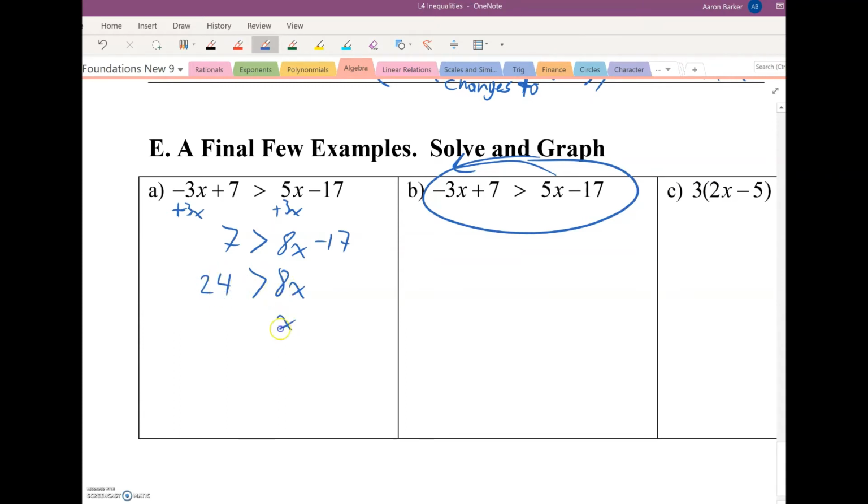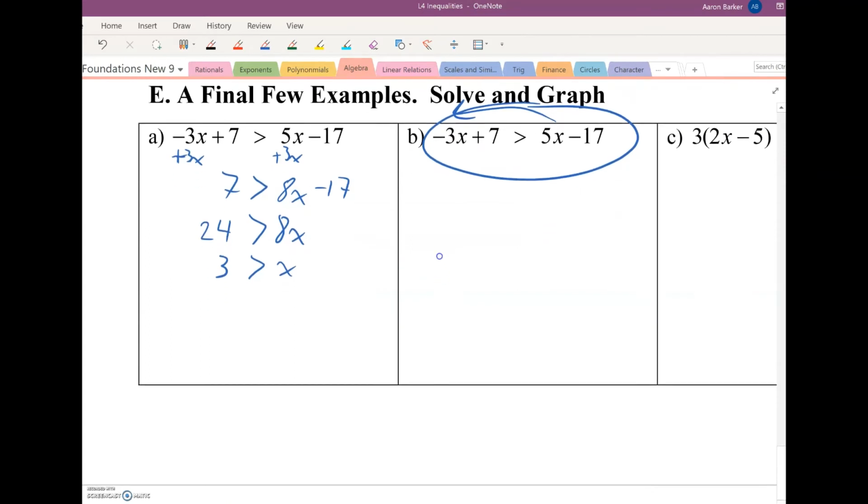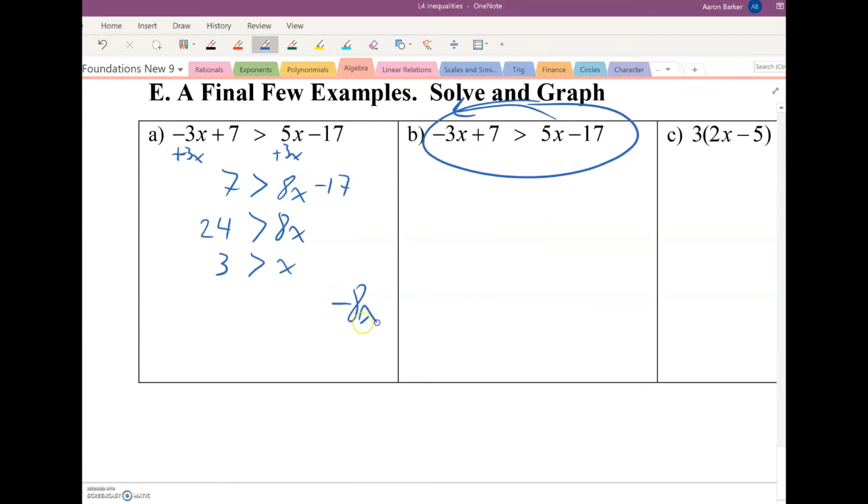Divide by 8, and we get x. Now it's a positive 8 we're dividing by, so we don't change our sign. Don't make stuff up. What you have to be looking out for is a negative 8x. Then you'd be dividing by a negative 8, and then you change your sign. We're not doing that. We're dividing by a positive.